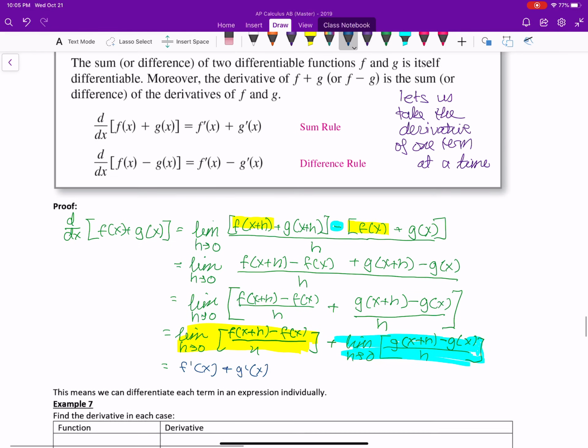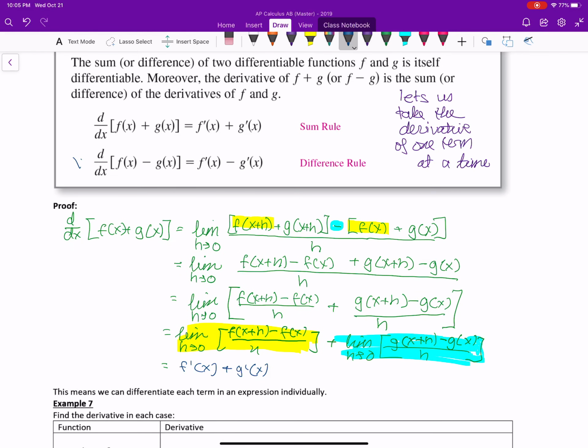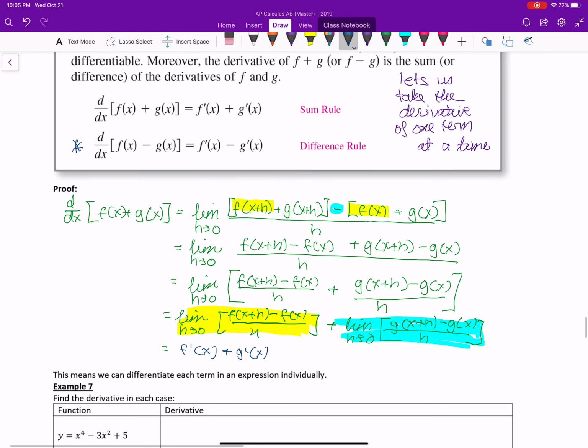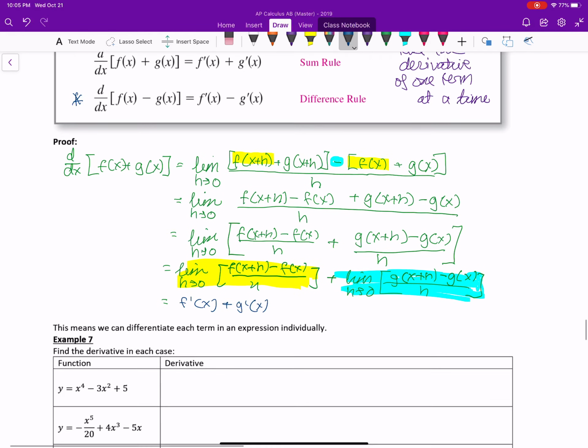Now, I want you to try to prove this one on your own, okay? That one you can do either on the side or somewhere else. Pause the video. It's done in a very similar way. It just has a negative in between the f of x plus h minus g of x plus h, and then the same thing in between the two terms.